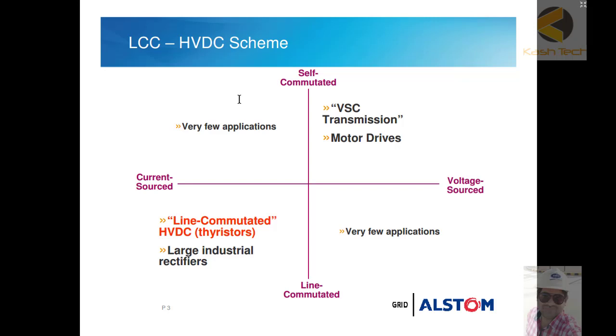Here we have shown the different quadrants of line commutated converters versus self commutated converters. VSC is preferable to use on transmission lines and motor drives. Line commutated converters are preferable for very few applications, and both line commutated and current source converters are suitable for line commutated HVDC thyristors and large industrial rectifiers. So this is the example of schemes.